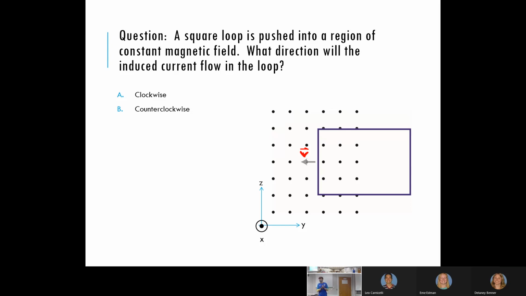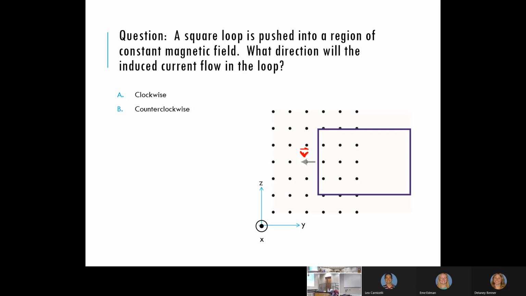Am I increasing the number of magnetic field lines going through your loop, or am I decreasing it? I'm increasing, right? As I push this loop into the magnetic field, I'm increasing the number of field lines that go through that loop, the number of dots inside the rectangle. So as I jam this in, I'm increasing the number of magnetic field lines that go through my loop.